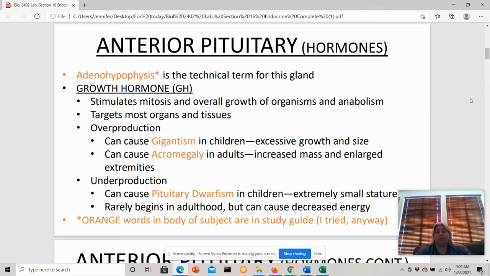Basically, the orange words are in your study guide, your lab manual. So he's trying to point out what's really important to note, so you can fill in your lab manual.